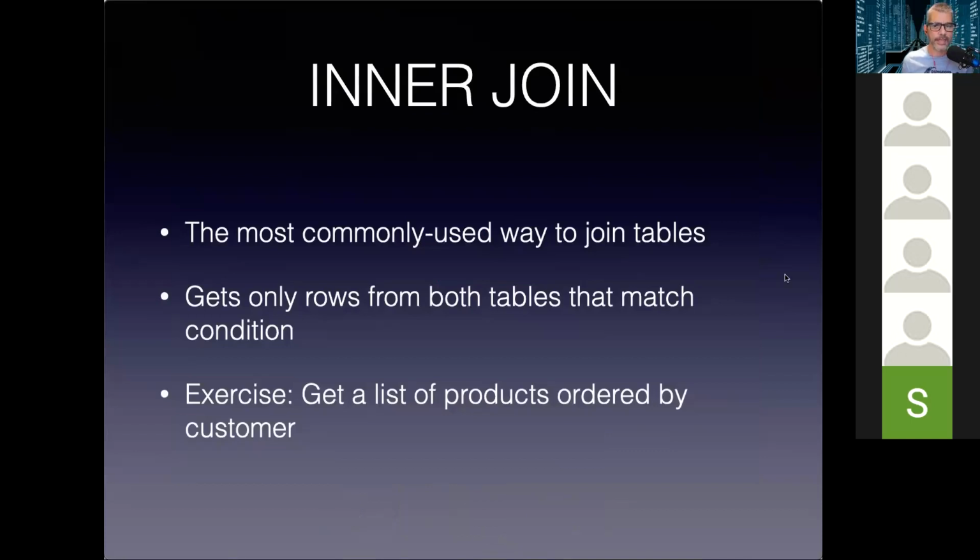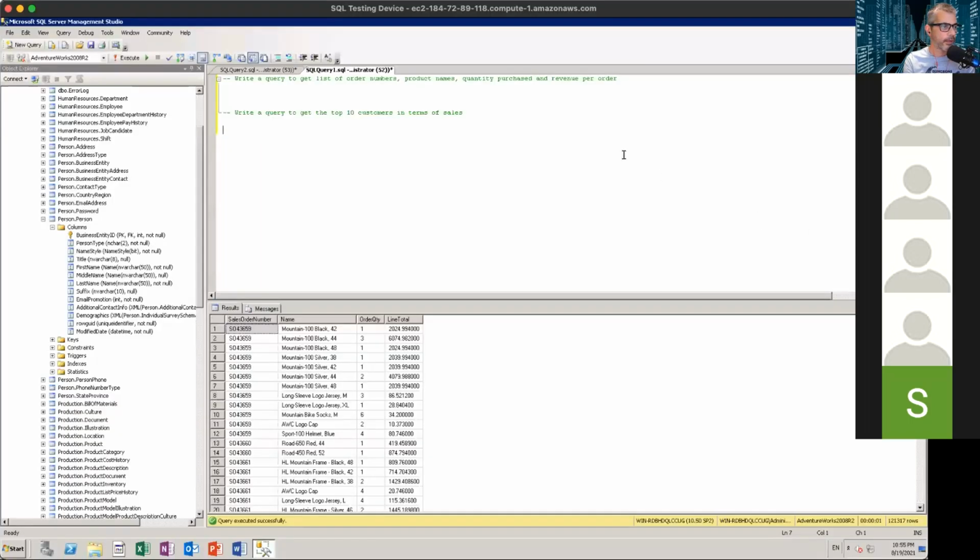The inner join, as I said, is the most commonly used way that we join tables together. And it gets only rows from both tables that match the condition. Okay, so we're going to do an exercise now. I will switch over to my database window. And our exercise here is to get the top 10 customers in terms of sales by customer ID.